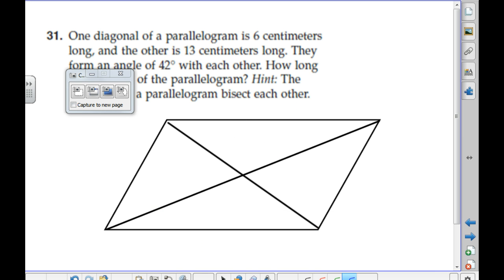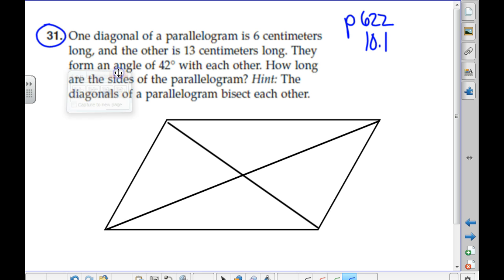This is page 622, which is section 10.1. Question number 31. Let me get rid of this little guy. Okay. One diagonal of a parallelogram is 6 centimeters long and the other is 13 centimeters long. They form a 42-degree angle with each other. How long are the sides of the parallelogram? And it says, hint, the diagonals bisect each other. Okay, so this diagonal is bisected, and this diagonal is bisected.